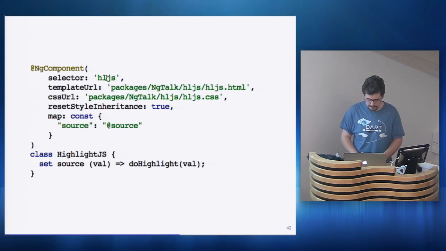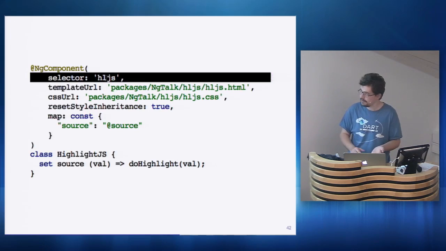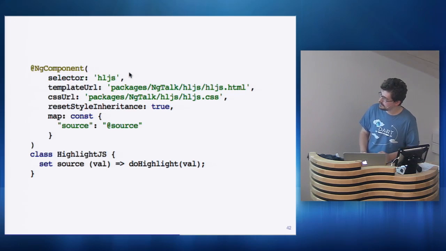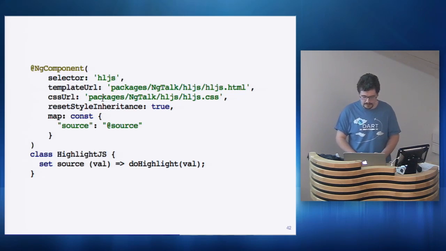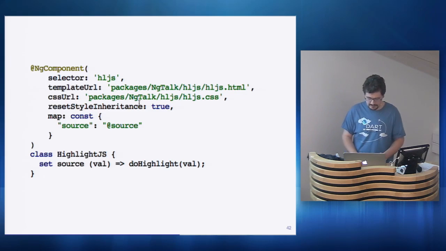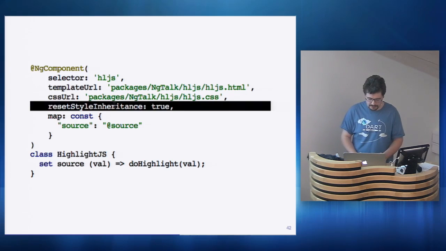So what do we notice here? Again, you specify the selector, which is a CSS selector. This time it matches the tag HL.js. It has the template in this file, and it has CSS that you need to include. And this is the shadow DOM thingy, because it's built on top of the shadow DOM.